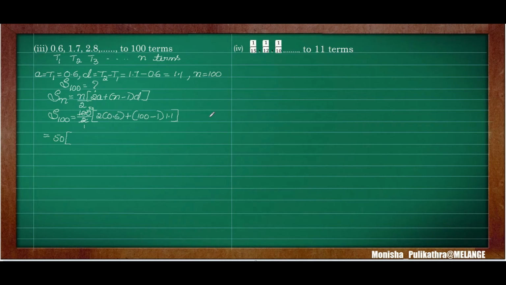0.6. You can multiply here, 0.6 into 2, that is 2 6s are 12. Here 1 goes in a carry, 2 into 0 is 0, so this 1 just retain here. After one digit there is a point, so you can put a point here, that is 1.2. 0.6 into 2 is 1.2 plus 100 minus 1 is 99 into 1.1.